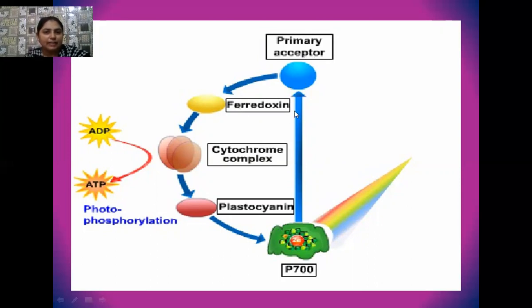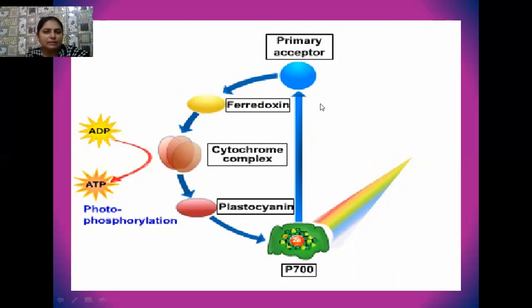First, they come in contact with ferredoxin, a protein which holds the electron for some time and receives a certain amount of energy from them. Later, these electrons come in contact with cytochrome complexes, where again they stay for some time and lose a certain amount of energy. Lastly, they come in contact with plastocyanin and almost lose most of their energy, and again fall into photosystem 1, that is P700.